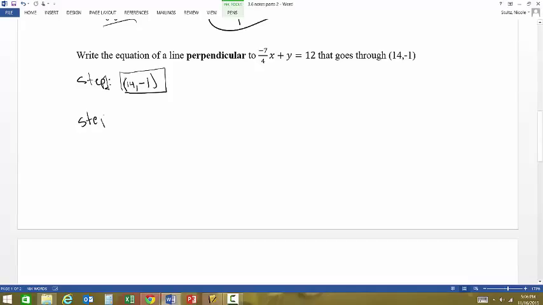Step 2 is to solve for y. Notice in this case, y is not alone. What I can actually do is just add 7/4 x to both sides, and then I actually will have y alone, and it's going to look like this.